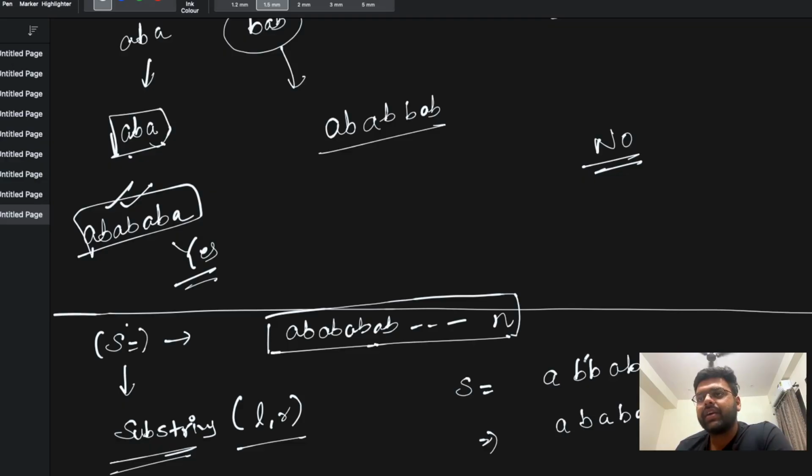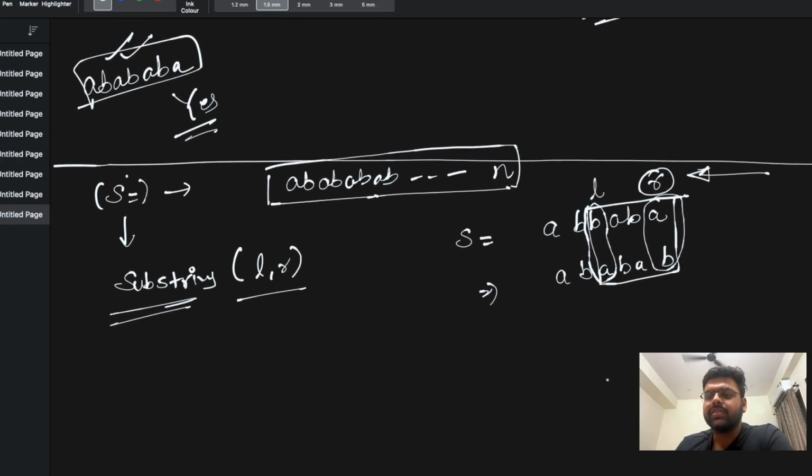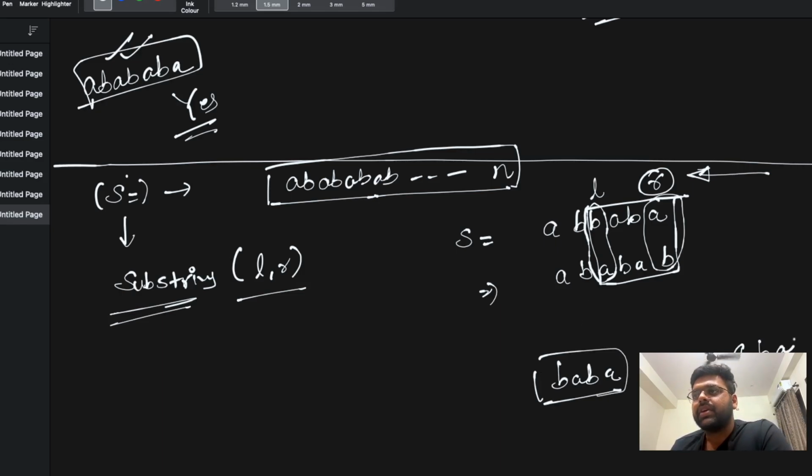Now, this is the first character where it's different, so I'll take it as my L, and here, from the back, the first character where they are different is R. So the substring I am taking would be BABA, and I want to make it ABAB. Now we'll check whether I can form this from this.